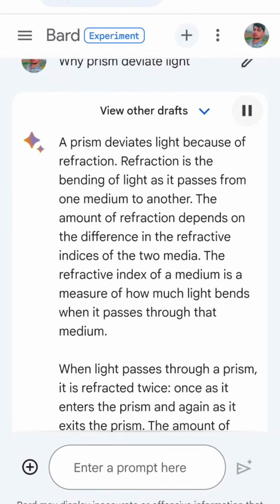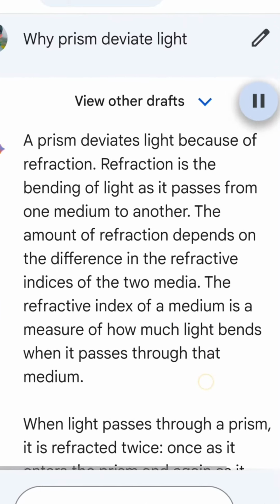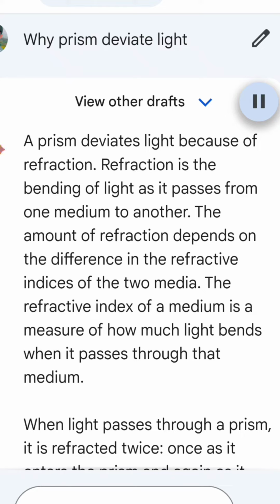A prism deviates light because of refraction. Refraction is the bending of light as it passes from one medium to another. The amount of refraction depends on the difference in the refractive indices of the two media. The refractive index of a medium is a measure of how much light bends when it passes through that medium.